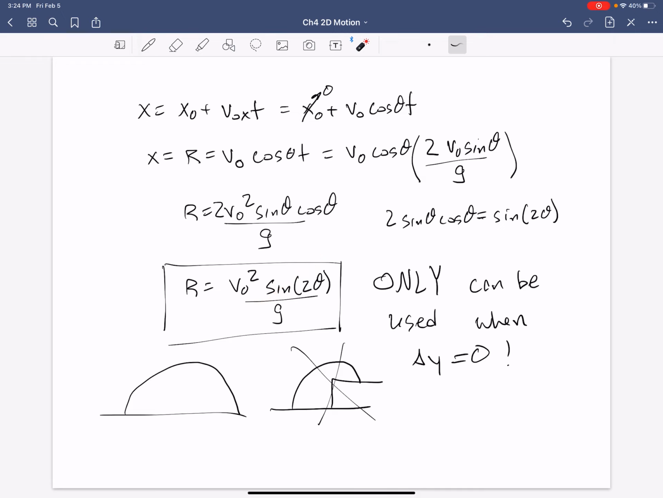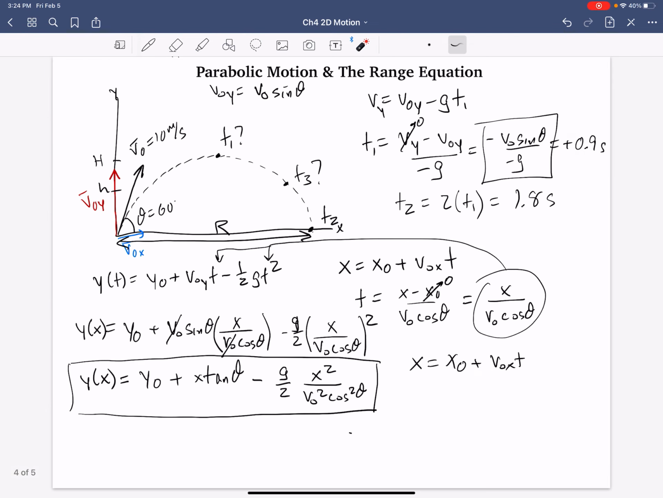Okay? So I hope you enjoyed how I got the range equation, as well as the very useful y as a function of x. And again, this shows that an object's trajectory through space is parabolic in terms of x.